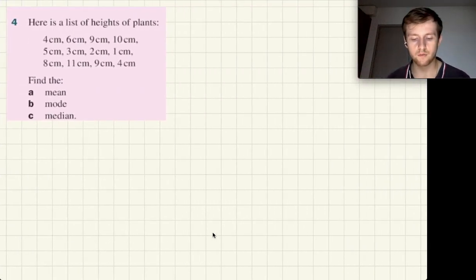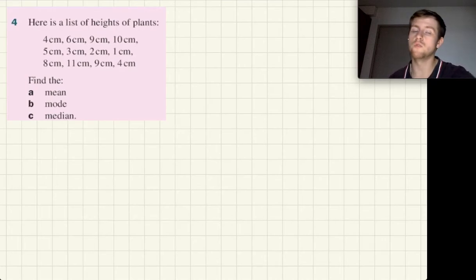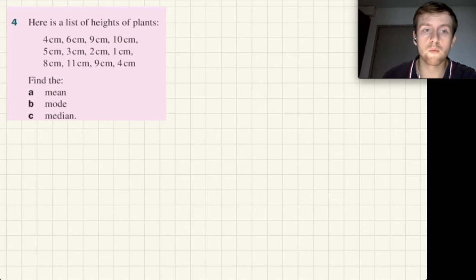Here is a list of heights of plants: 4, 6, 9, 10, 5, 3, 2, 1. A lot of different heights. Find the mean, mode, median. So first let's find the mean. Mean is our typical average, I would say.